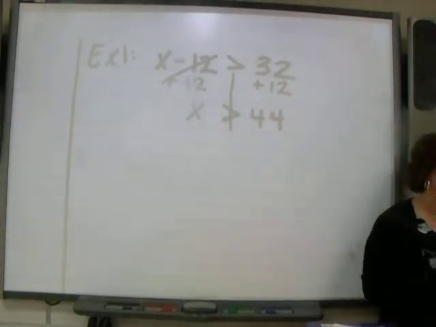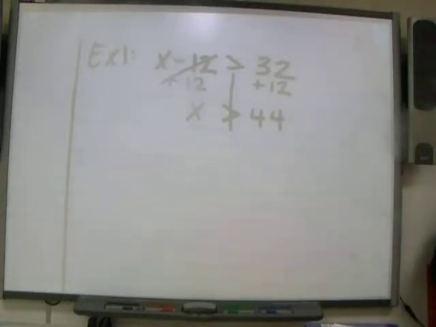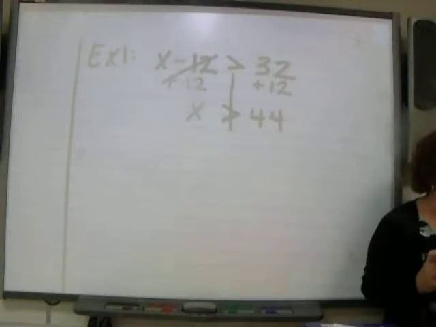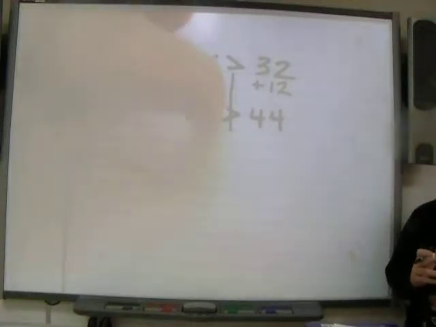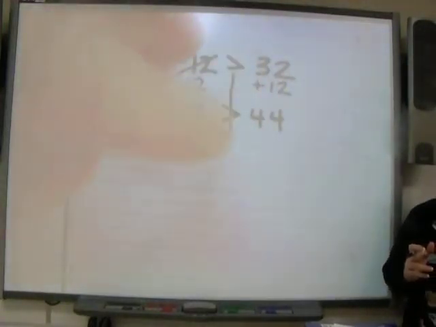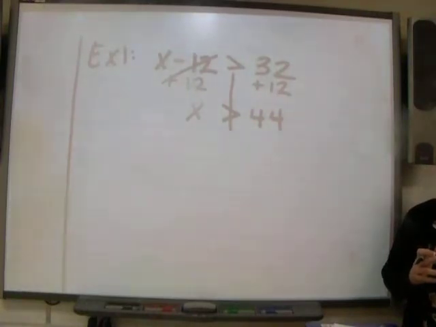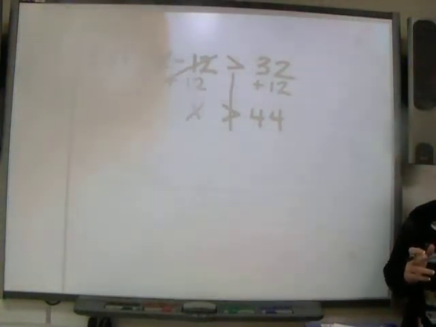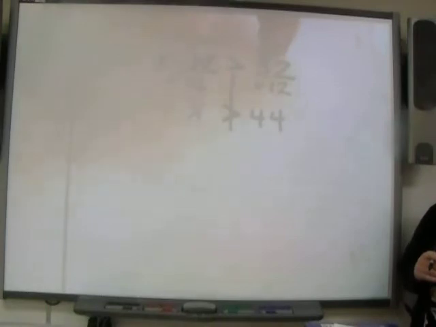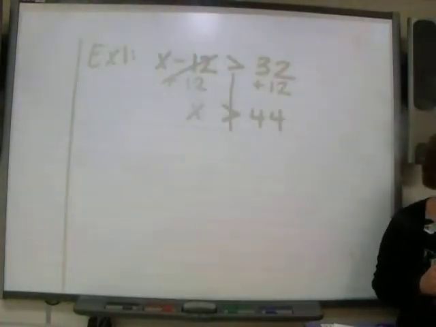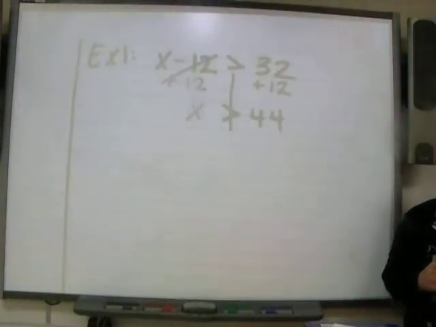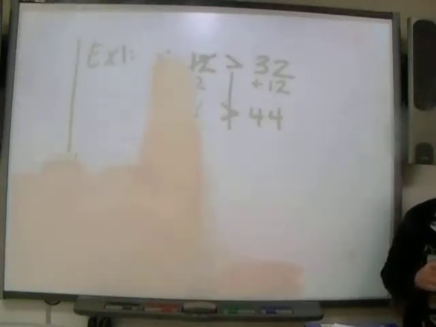So this is what it meant by there's a solution set, not just one answer. When we were doing equations, x equaled something, and that was the only thing x could be, and when you plugged it in, this side was exactly the same as this side, and when we checked it, that's how we knew we were right. But now, any number that is bigger than 44 will make this a true statement.